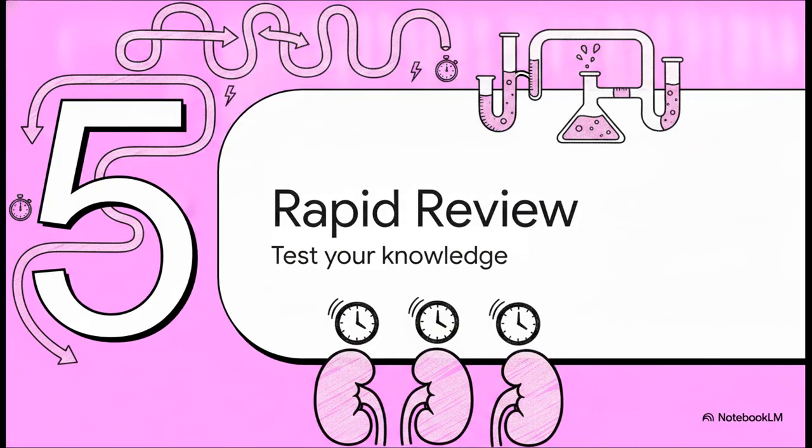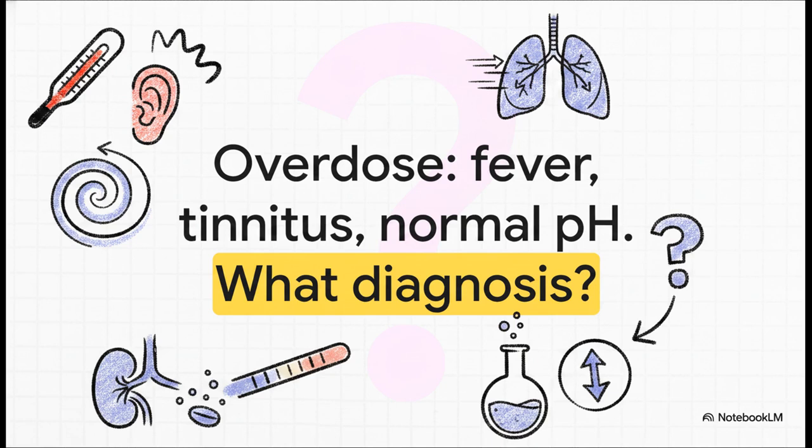Let's wrap this up with Section 5, Rapid Review Questions. We've covered a lot, so let's pressure test this algorithm. I'll give you 3 classic Step 2 presentations. Rapid Review 1. A patient overdoses and comes into the ED with a fever, ringing in their ears, vertigo, and they're breathing fast. You check the ABG and the pH is suspiciously near normal. Take a second to think about what drug causes a mixed metabolic acidosis and respiratory alkalosis.